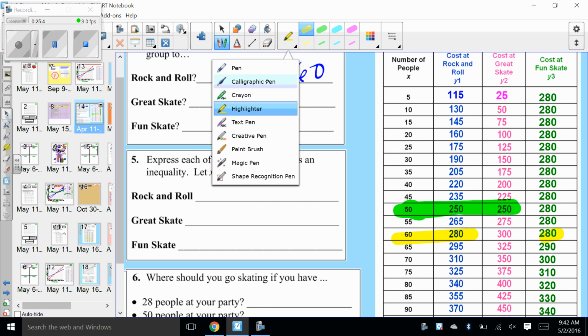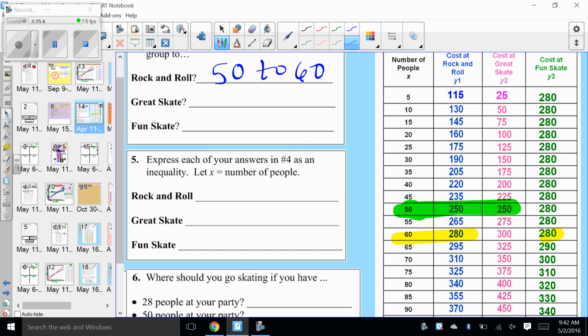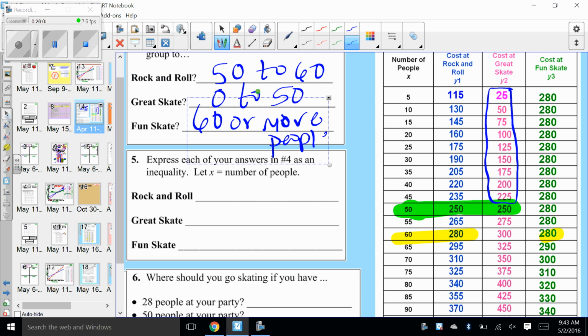Then, after that, we say, when is it cheaper to go to Great Skate? Well, Great Skate is cheaper from 0 up to 50 people. Because at 50, we have a tie. 0 to 50 people, doesn't matter. Fun Skate is cheaper for 60 or more people. Now, it's a tie at 60, but 60 or more people.